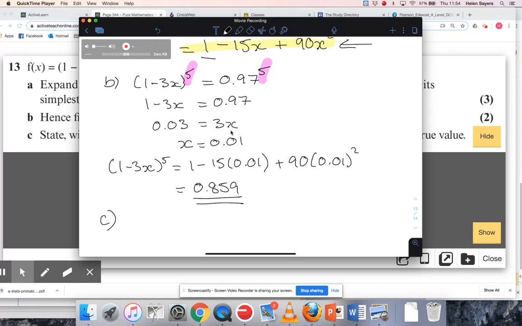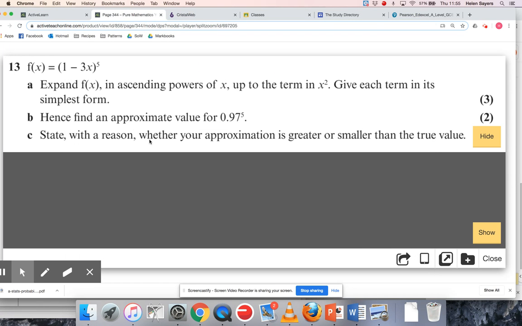And obviously I would need all the working, because if I just plugged 0.97 to the power of 5 into my calculator, I actually did get that to 3 significant figures. So if I've only got that written down, they won't know that I've used the correct method. So you do need to show all the working.